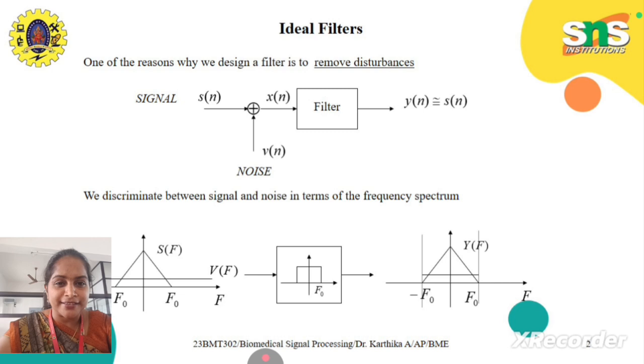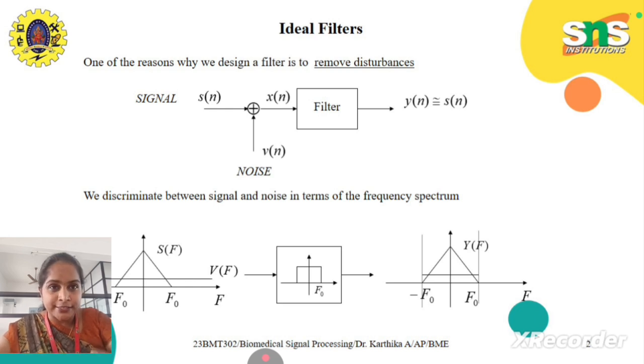Okay, see here. First of all, why do we need ideal filters? Why do we need filters? What is the use of filters here? Actually, FIR filter is Finite Impulse Response filter. Here we are going to discuss what is the necessity of filters in biomedical signal processing. One of the reasons why we design a filter is to remove disturbances. We know that very well.